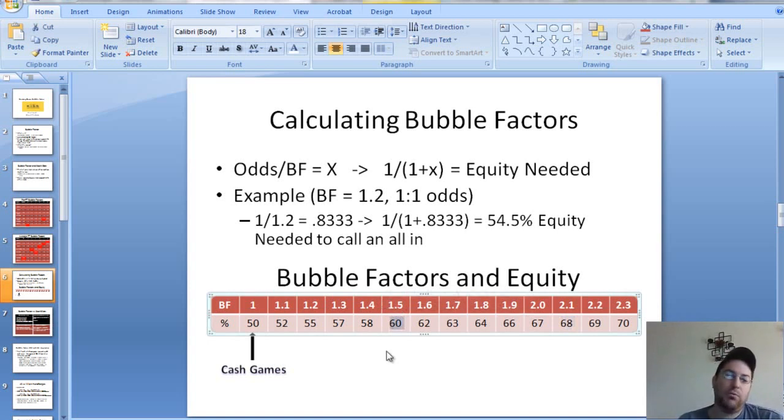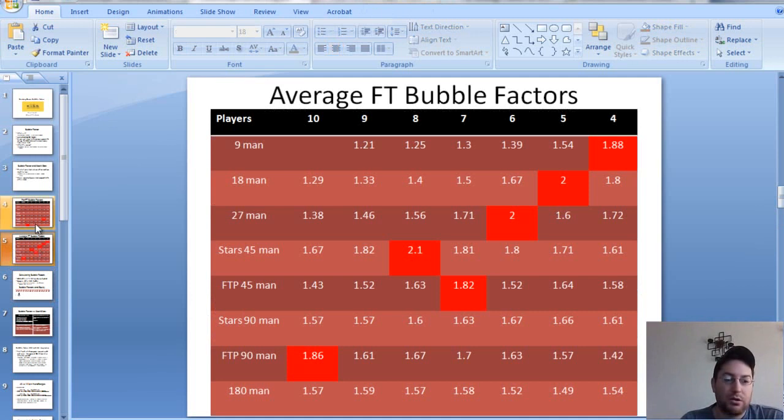So that's the relationship between the bubble factor and equity: as your bubble factor increases, typically as you're getting closer to the money, you need to be a little bit more careful, because you need to be significantly more ahead of your opponent's range as that bubble factor increases. And this gives that relationship of how far ahead of our opponent's range, or with what kind of equity, we need to justify a call. Now, as I said, all these numbers were based upon the average bubble factor, meaning everybody has the same exact stacks.